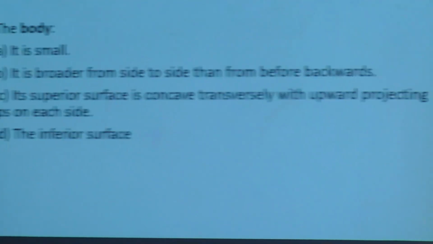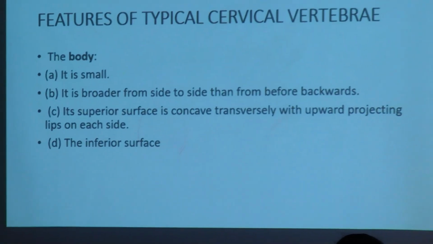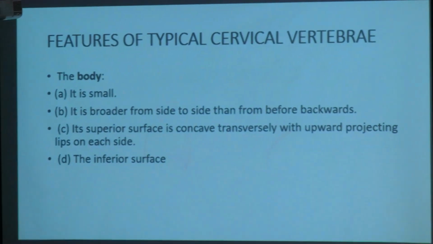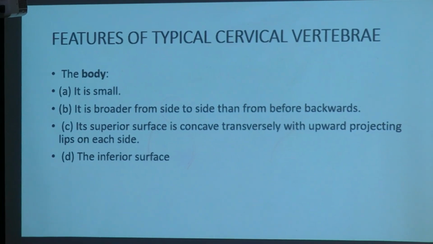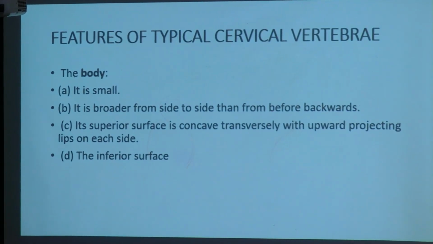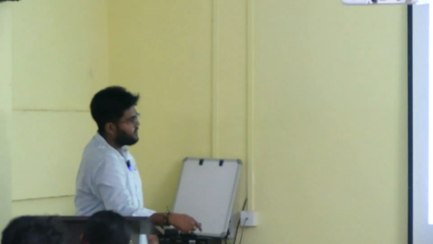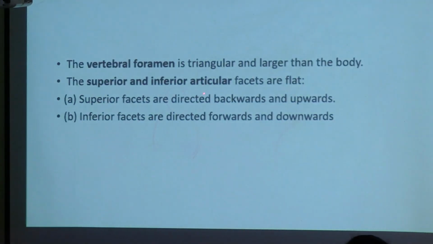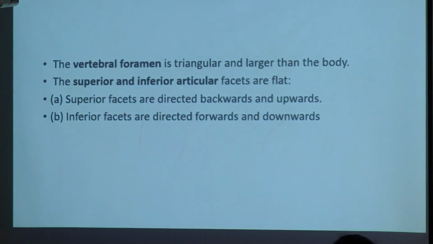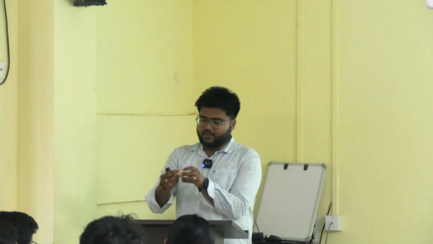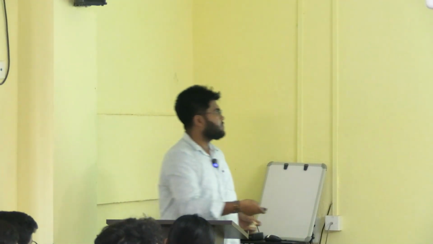transversely the concave structure is present. So this is this part, by which you can easily identify this is your superior part. Here you can see two ridges are present superiorly, but the inferior surface is flat. Next, the vertebral foramen and the superior and inferior articular facets. The superior articular facet is directed backward and upward, and the inferior facet is directed forward and downward. So this is the inferior articular facet.